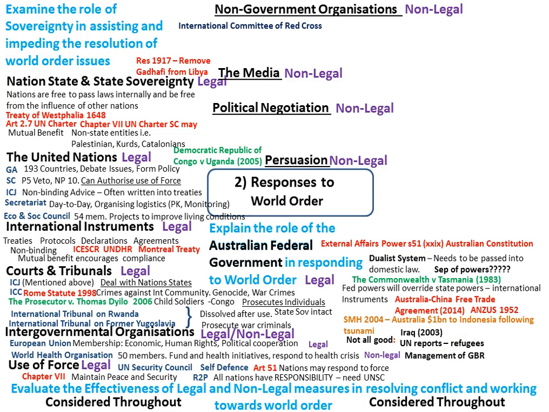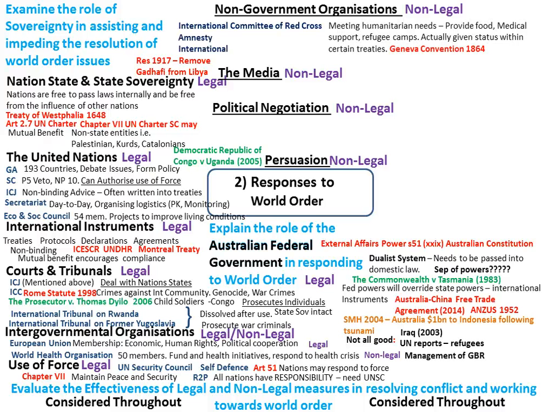All right, so the first non-legal is non-government organisations. These are organisations which are set up to act in areas that governments cannot or will not act. One very prominent example of that is the International Committee of Red Cross and also Amnesty International. There are others in the notes that we talk about. So the International Committee of Red Cross, or the Red Cross, is all about meeting humanitarian needs. It provides food, medical support, sets up refugee camps.